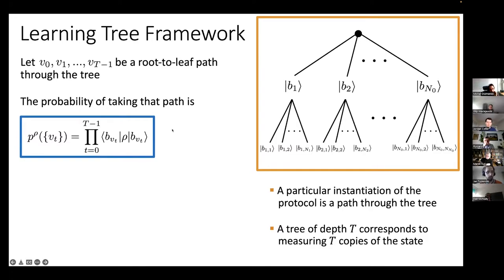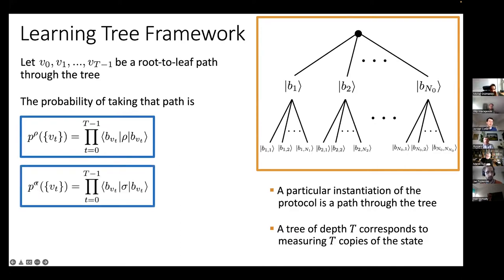So said in a different way, this is the probability that in the first round we measure it to be in B sub V1, and in the second round we measure it to be in B sub V2, and so on and so forth. This is the probability of a particular sequence of measurement outcomes if we receive the state rho each time that we query the quantum source. Now, if instead we received the state sigma each time we queried the quantum source, it would be the same formula, except all of the rhos would be replaced with sigmas.